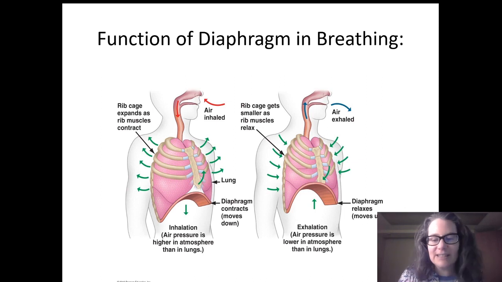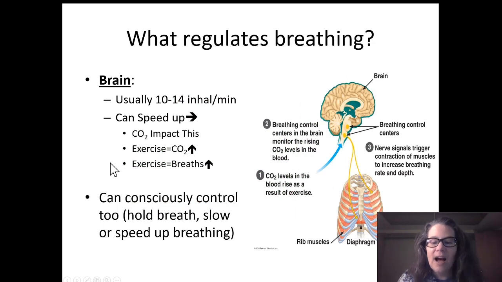We don't have to actively gulp our air, but rather we can passively change the size and the pressure in our lungs in order to breathe and complete our breathing. Now, not only does the diaphragm contribute to breathing, but the brain is also actively controlling how fast you complete these inhalations and exhalations.